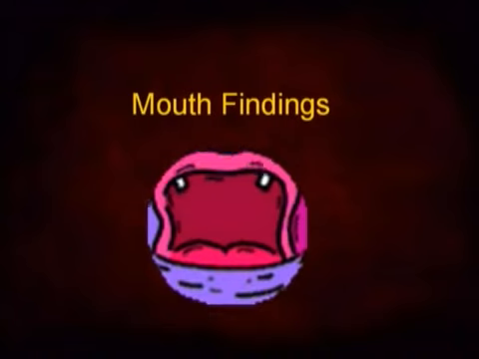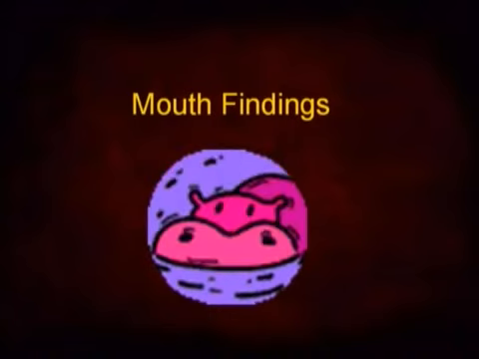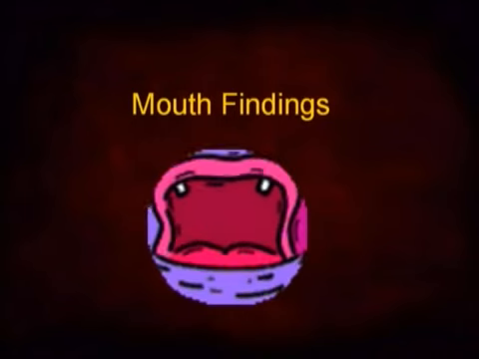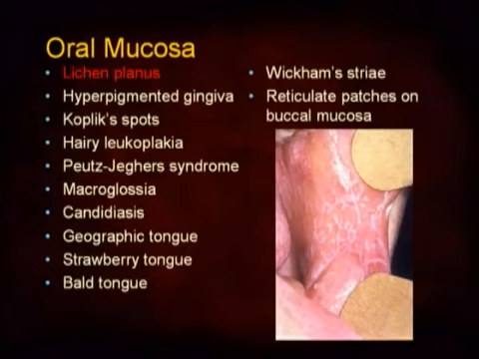So we're going to move on here. We're moving on from the sebaceous things and the suppurative things onto some mouth findings. Okay, so when we talk about oral mucosa, there are a number of different conditions that can result in oral mucosal findings. Lichen planus is one of them, and the classic feature with lichen planus is Wickham's stria. So these are reticulate or lace-like white lines on the inside of the cheeks in particular.